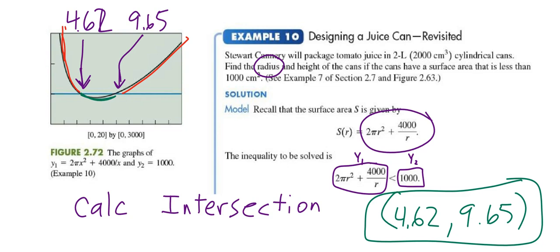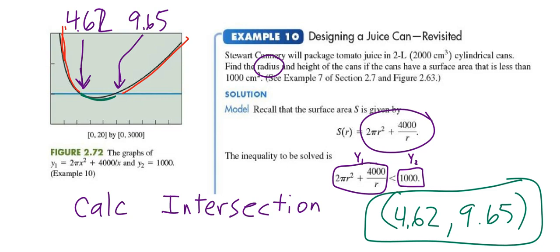Question? How do you know that that's the radius? If you look at your variable, the only variable involved in this is the radius. So this has to be radius along the x-axis. What's this along the y-axis? Surface area. That's right. We got radius and surface area.